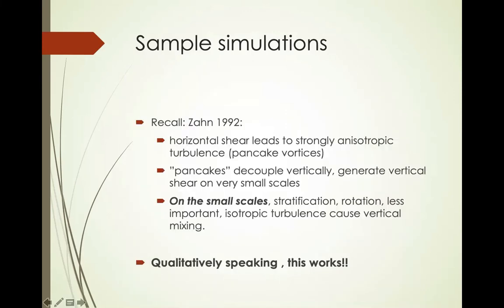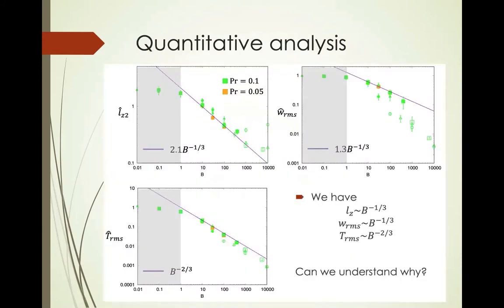So now let's look at this more quantitatively. And to do so, we extracted a number of diagnostics from the simulations. Here on the top left, we see the vertical scale of the eddies as a function of the stratification parameter. Top right, it's the vertical velocity as a function of the stratification parameter. And the bottom left, the RMS temperature fluctuation as a function of stratification. For very weak stratification, everything tends to a constant and simply the results of the unstratified limit.